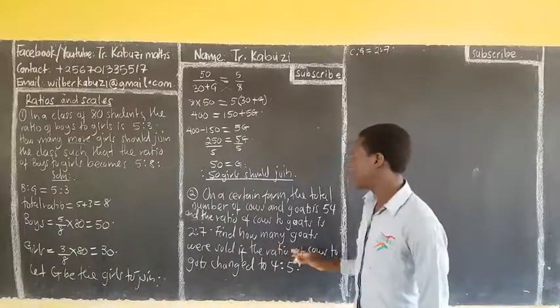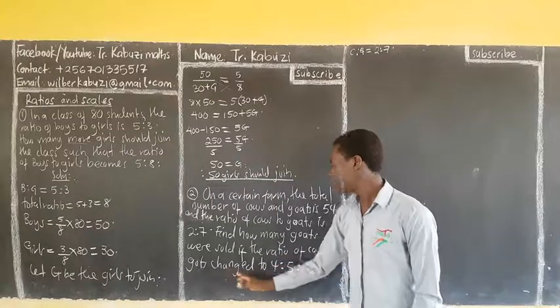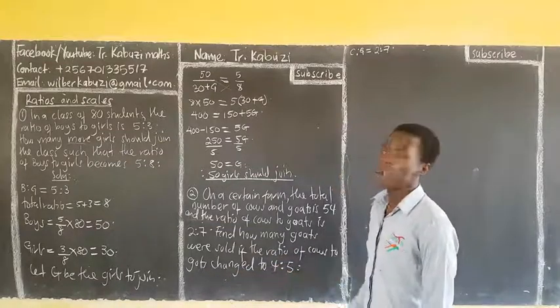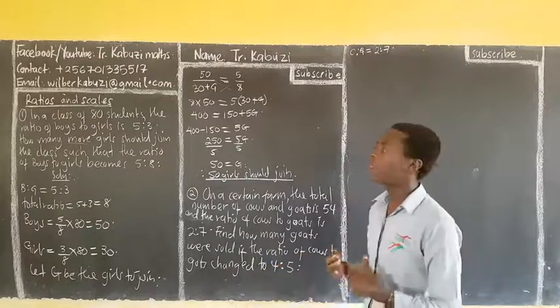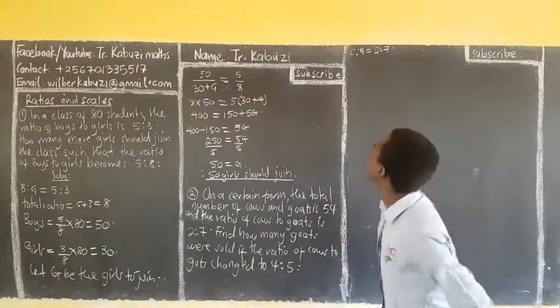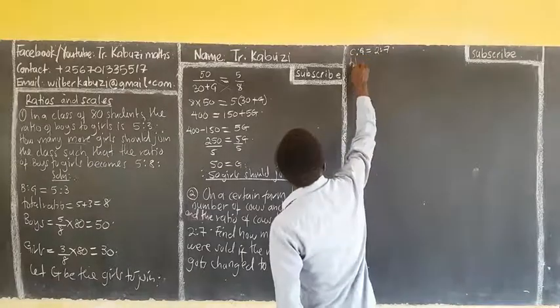Find how many goats were sold if the ratio of cows to goats changed to 4 to 5. Now you want to know if they sold those ones, it means that they reduced, so we are going to subtract off. Let us see how we handle this. Now, I need to know first of all the total ratio.